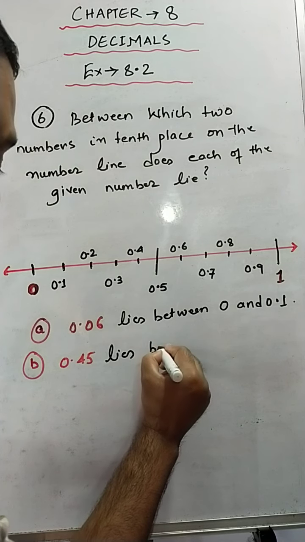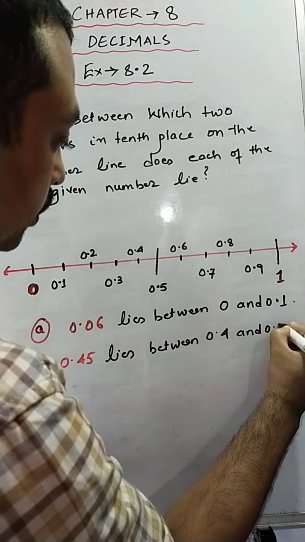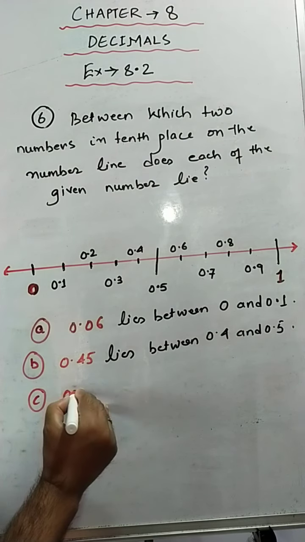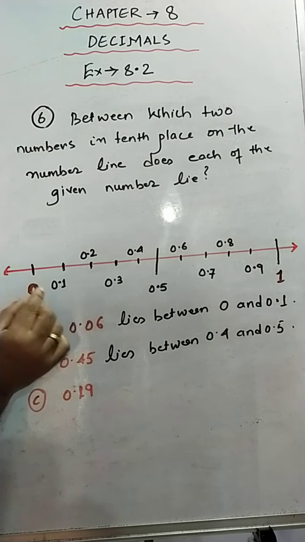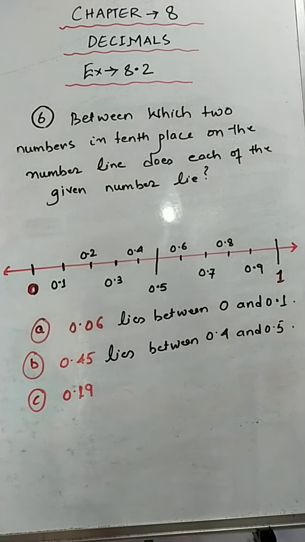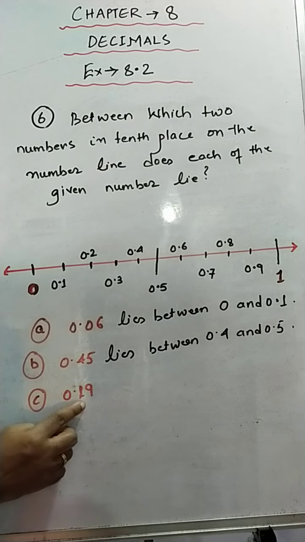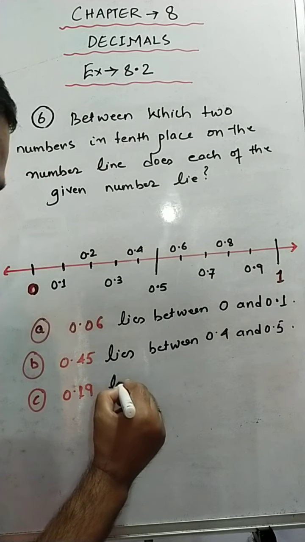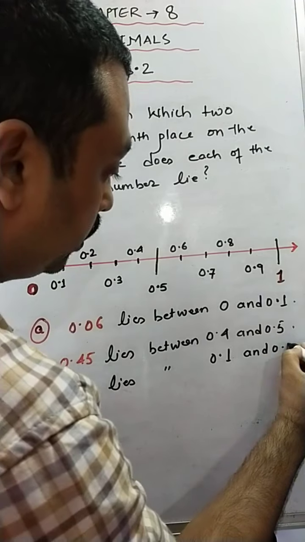0.45 lies between 0.4 and 0.5. Now what about number C? Number C we have 0.19. So 0.19 will fall under which two tenth numbers? That means it will fall under 0.1 and 0.2. So 0.19 will lie between 0.1 and 0.2.